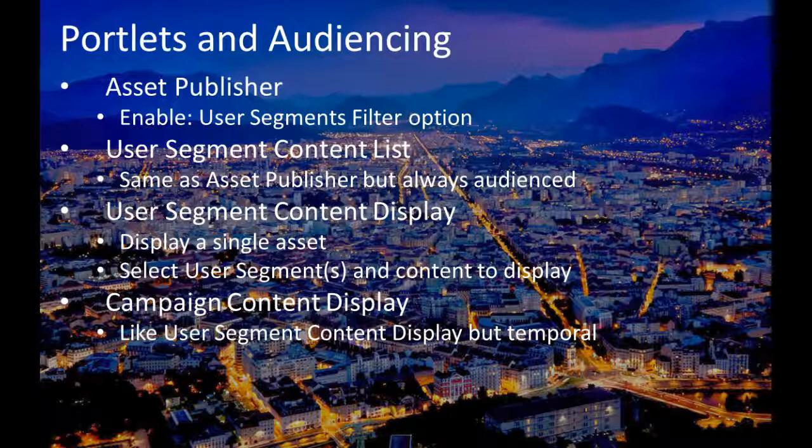And it basically provides you an audiencing engine. It enables audience targeting in the asset publisher portlet, and it provides 3 new portlets: user segment content list, which is basically the same as asset publisher, but it's always audienced. You've got user segment content display, which displays a single audienced asset, and campaign content display, which is like user segment content display, but you can set time limits. You can set a start and end date. So for example, you might be doing an autumn campaign and you want that to start on the 1st of September, and you want it to finish after 30 days. You can set that up with the campaign.